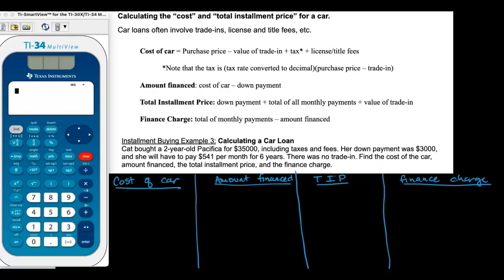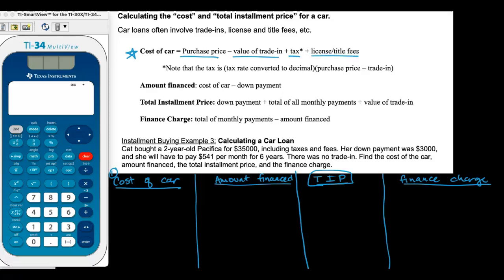There was no trade-in. So we need to find the cost of the car, the amount financed, the total installment price, which I abbreviated here with TIP, and then the finance charge. So we're going to start first by finding just the cost of the car. To do that, we can look at this formula up here. Well, what is the purchase price minus any value of the trade-in plus any tax that needs to be calculated, and then any license, title, and fees.